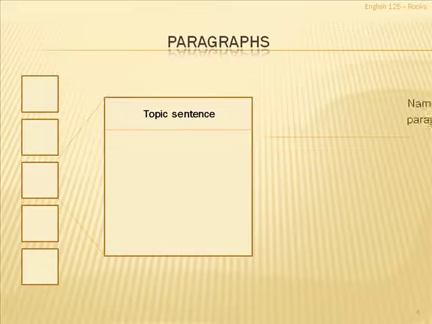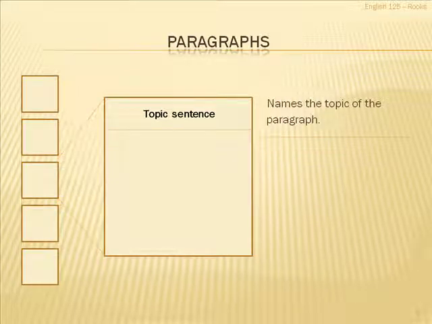There's two things that you should have in your paragraph. The first thing you should have is a topic sentence. The topic sentence basically has one main job. Its job is to name the topic of the paragraph. That's basically all it's supposed to do. And it should be the first sentence in the paragraph.